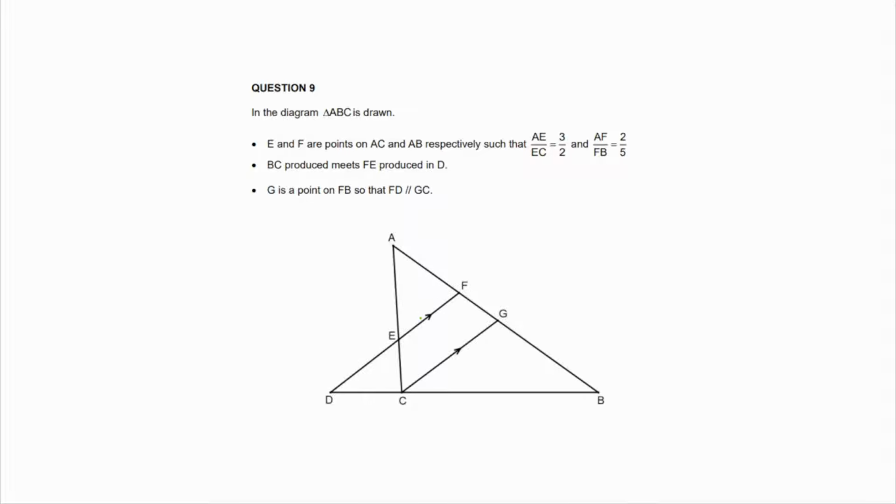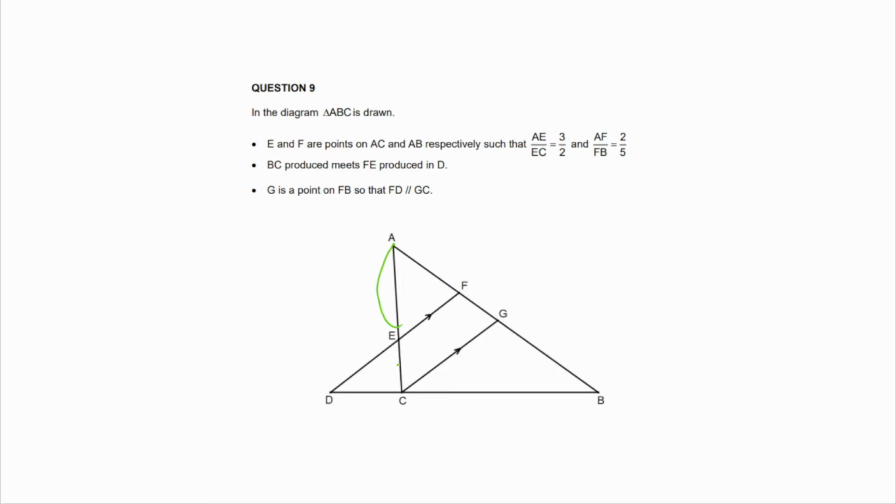So this looks like we're going to be doing line parallel to one side of a triangle, right? Because we have a whole bunch of triangles and parallel lines, so we're going to be thinking of these things when you look at side ratios. Okay, sides in proportion. So they say in the diagram triangle ABC is drawn. They say E and F are points on AC and AB respectively, such that, and then they give us this and this. Okay, so let's break that down.